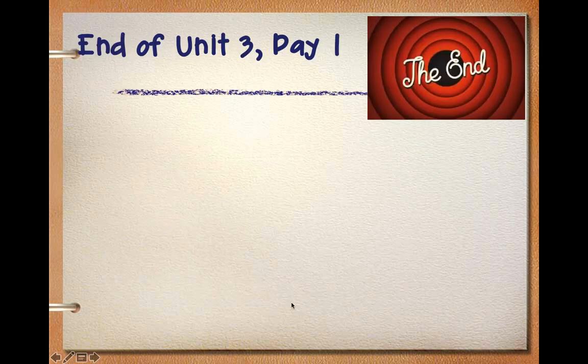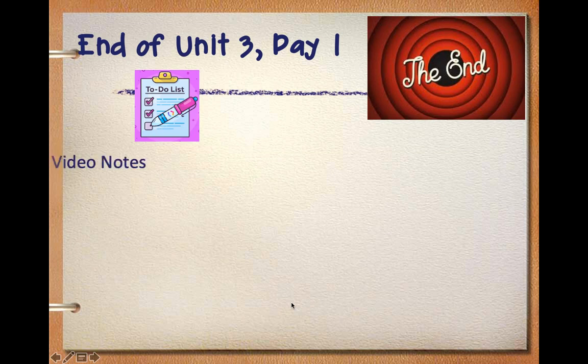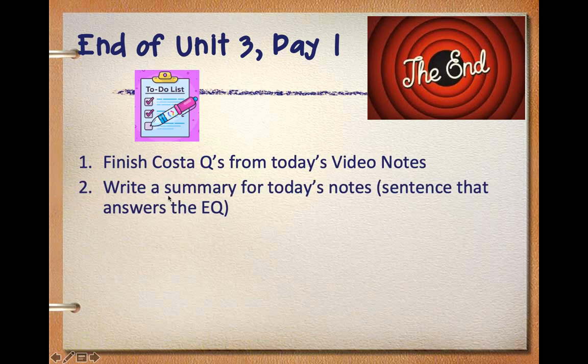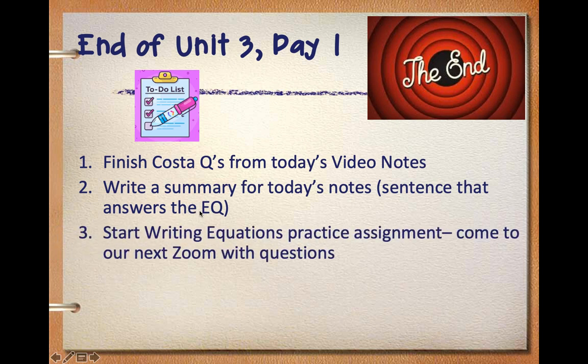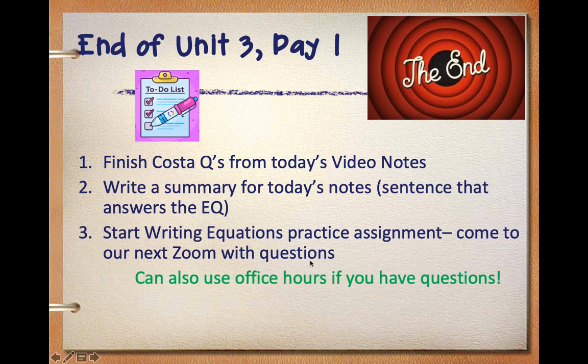That brings us to the end of the first day of this new unit. Here is your to-do list. Finish your Costa questions if you did them, and now go back and write your summary. In general, remember the EQ was, how do I use symbols to represent a chemical change? Answer that question. Then I do have a practice assignment I want you to start. We will have time in our next Zoom to go over it, to ask questions, to do some breakout room practice and compare answers and get help. But of course, you can always use my office hours if you have questions, if you want to get a little jump start on it. But it is important you at least open it and try it so you're ready for our next Zoom to do some work and some trying and some practice with it.